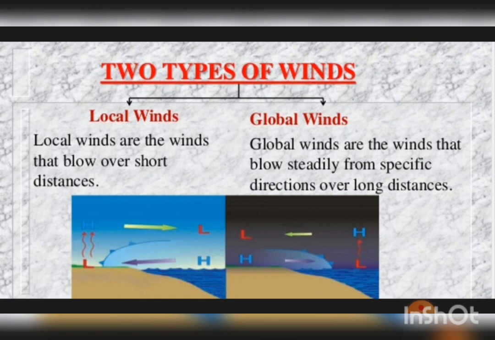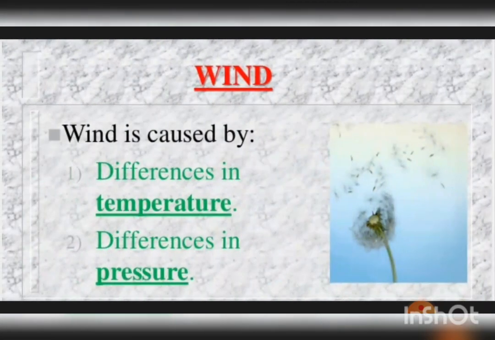There are two types of wind. One is local wind, second is global wind. Now local winds are winds that blow over a short distance, whereas global winds are the winds that blow steadily from a specific direction over a long distance. For example, a cyclone, where the wind blows for a long distance as a steady wind.